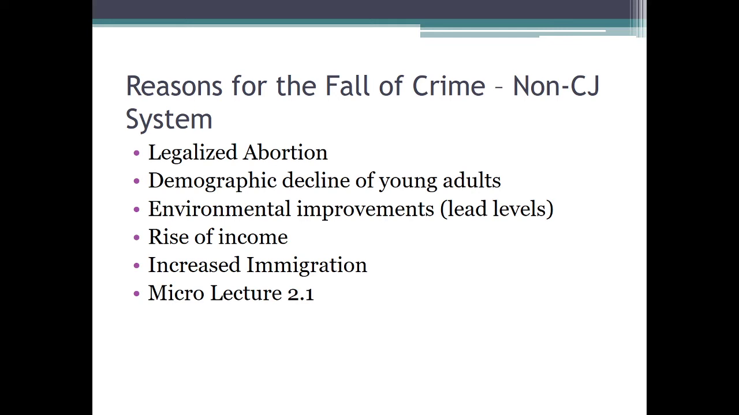Legalizing abortion, the demographic decline of young adults, environmental improvements, rise of income, and surprisingly, increased immigration. Now, some of those things should really be hot button issues for some of you. You might say, well, what is he talking about? Well, if you want to find out more, I'm going to ask that you watch the lecture, Micro Lecture 2.1, on unique or unusual reasons why we might have experienced this decline in crime.